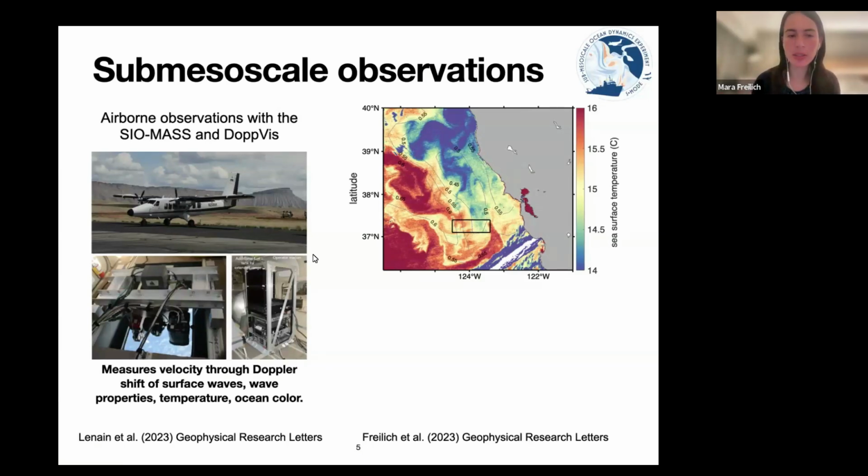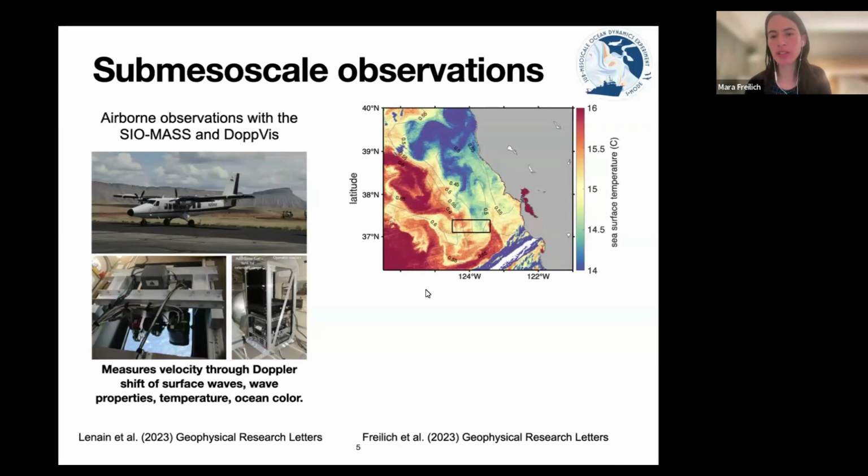And so I use observations from an instrument called DopVis, which is part of the SIO MASS package. You can read more about the instrument in particular in a paper we published in Geophysical Research Letters led by my collaborator, Luc Lenain. This is mounted on an airplane, and we get direct velocity observations from Doppler shift of surface gravity waves, and co-located with a number of other observations, including wave properties, sea surface temperature, and ocean color, which allows us to investigate chlorophyll. And I'm going to show just one snapshot example of those observations.